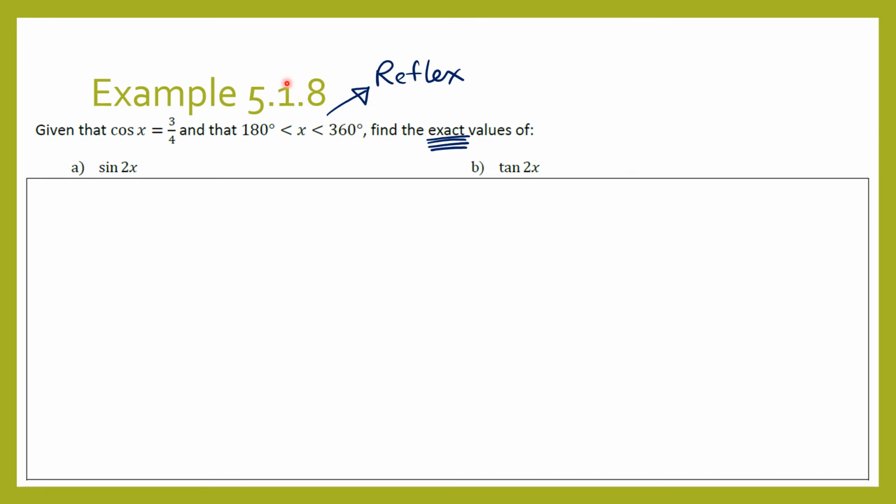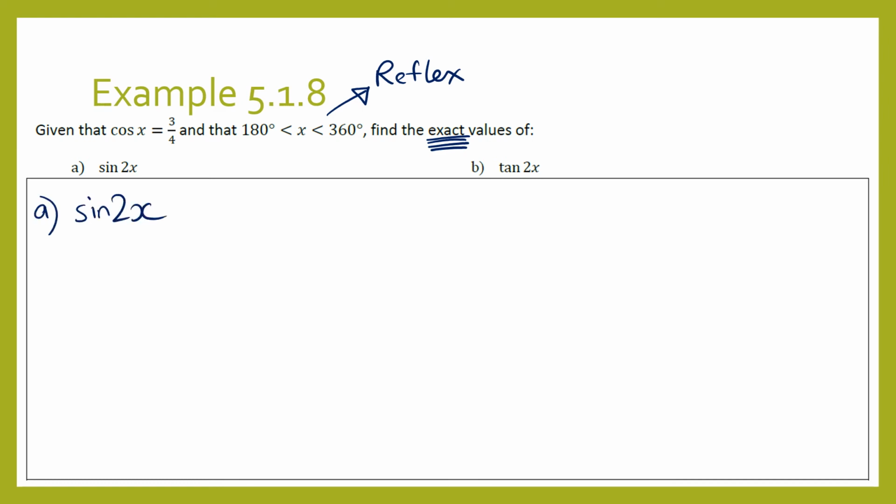Another reason is when you do inverse cos of 3/4 on the calculator, it doesn't give you the reflex version for x, it gives you the acute version. Now, of course, you can sketch the cos graph and then work out the corresponding reflex angle. But even then, once you've done that, if you then substitute that into sine 2x and tan 2x, you still don't get an exact answer. So instead, we're going to use double angle formulae.